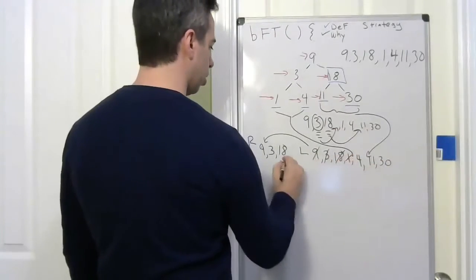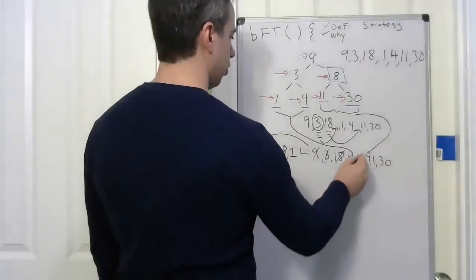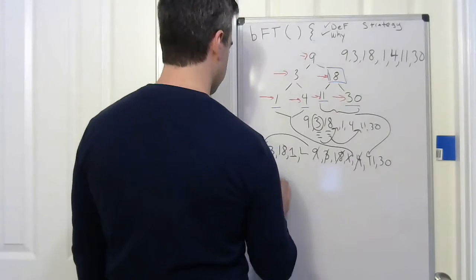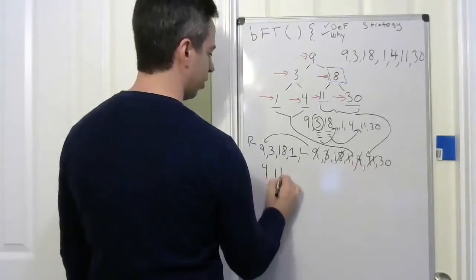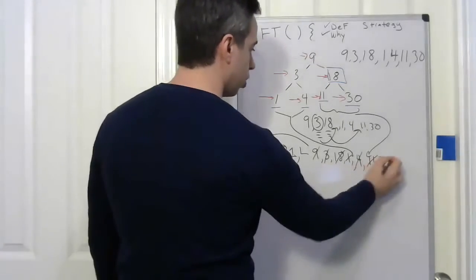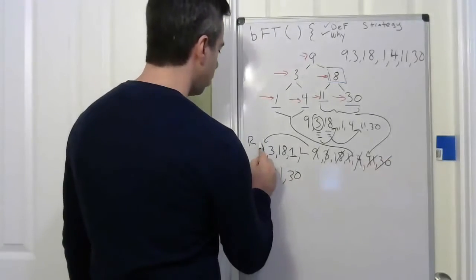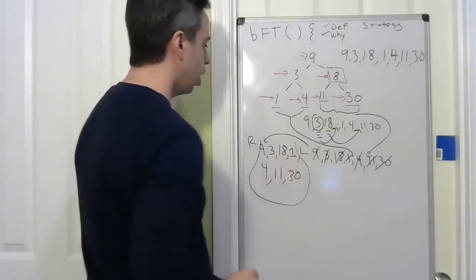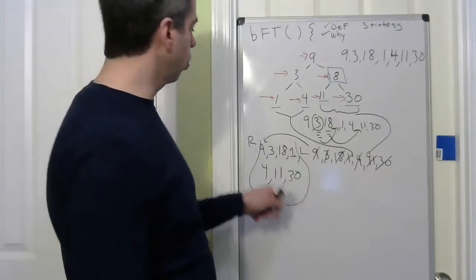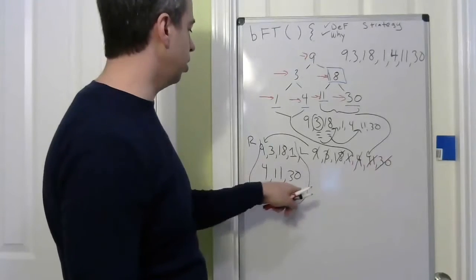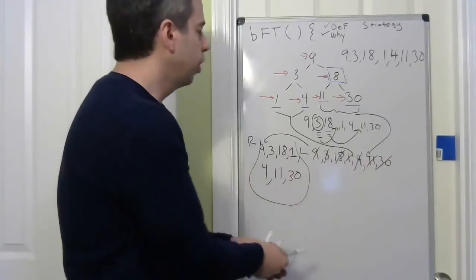Now I get the 1. Does 1 have left or right? No, it does not. 4. Does 4 have a left or right? It does not. 11. Does 11 have left or right? It does not. 30. Does 30 have left or right? No, it does not. But look what we got here. If you were pushing these results onto a list, you could then return the list, or you could print them out as they're coming in. You could print them out, you could put them in a list, you could do both, and then return the list.